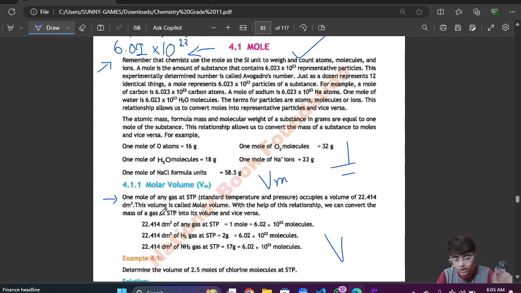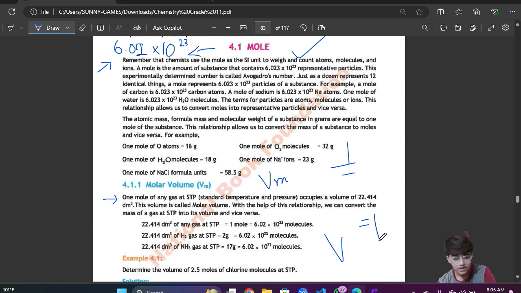Now, one mole, like one Avogadro number, 6.02 into 10 to the power 23, of any gas at STP, that means standard temperature and pressure. Now, what is our standard temperature and pressure? Pressure is 1, meanwhile the standard temperature is 273 Kelvin. You can just note it down if you are noting this whole scenario up.